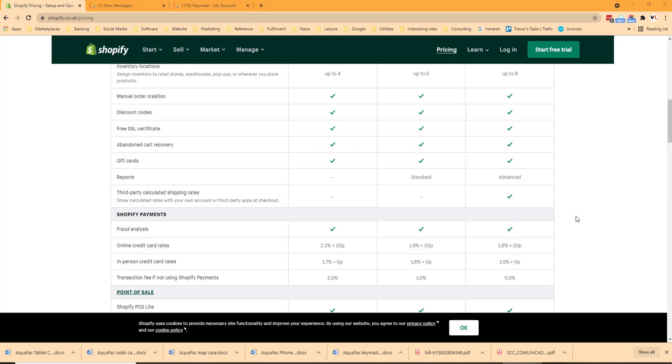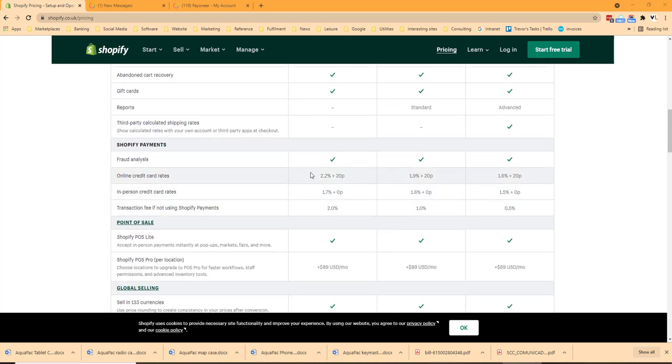We've already discussed the credit card rates, but these differ by about 0.5% between the most expensive and the cheapest tier. The transaction fee, if you're not using Shopify payments, these top 2 here are for Shopify payments, but if you don't use Shopify payments, it's 2% if you're using the basic Shopify tier, but only 0.5% if you're using advanced. So if you want to use your own payment gateway, so for example, if you want to use Stripe, it'll make a big difference what tier you use.